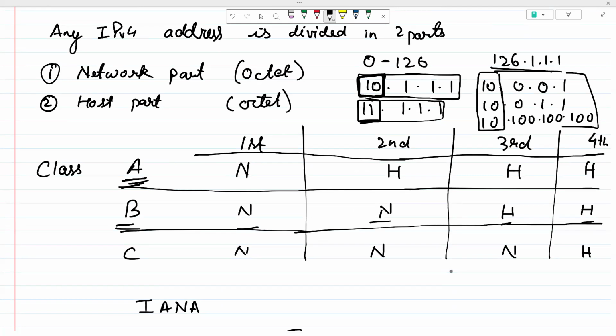Okay. Any question, problem understanding this part? Anyone?